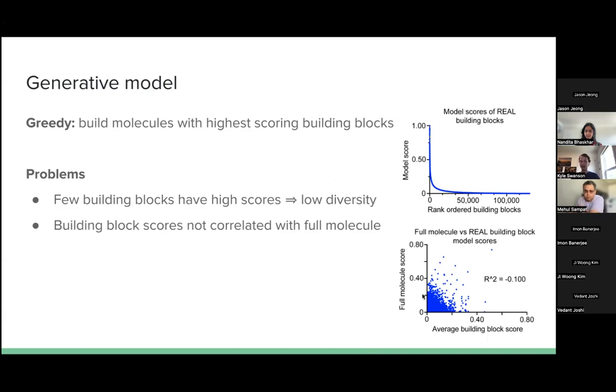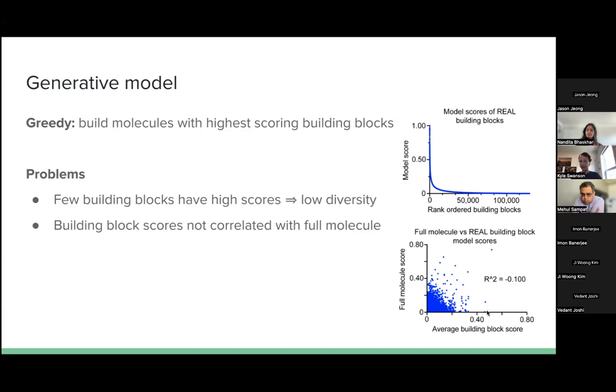On the y-axis, we'll take a molecule from the real space, one of those 30 billion molecules. We'll ask our property predictor, what do you think this molecule's probability of killing Acinetobacter is? So that's the y value. And then on the x-axis, we'll decompose that molecule into its constituent building blocks, let's say 2 or 3 building blocks. And we'll ask, on average, what is the likelihood that those building blocks will kill the bacteria? And you can see there's basically no correlation between those two things.